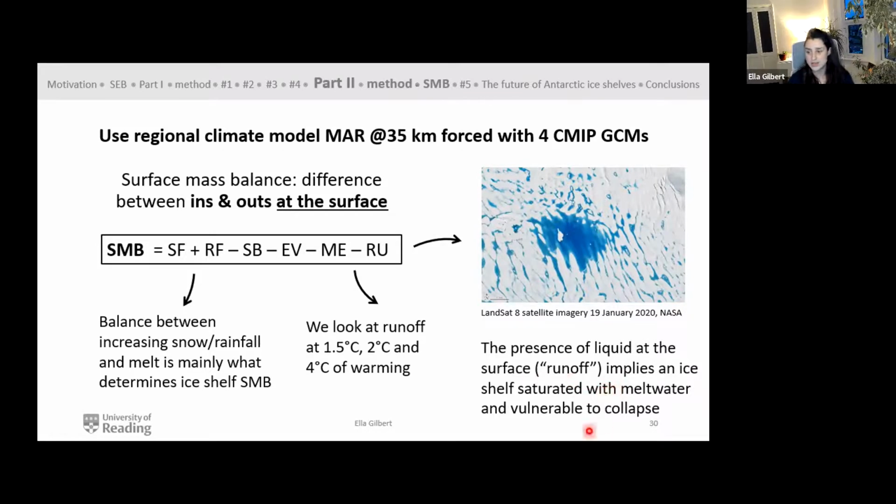So we took this runoff term, which essentially in MAR means liquid water at the surface. And we looked at the amount of runoff that's occurring at 1.5, 2 degrees and 4 degrees of warming. And we looked at increments of warming rather than time periods to get a consistent idea of what might happen in a more intuitively relevant space.